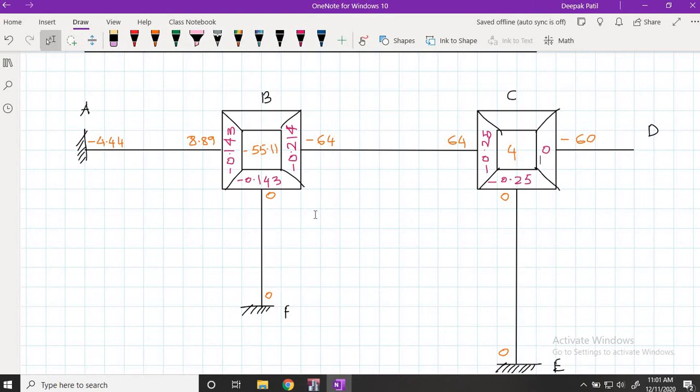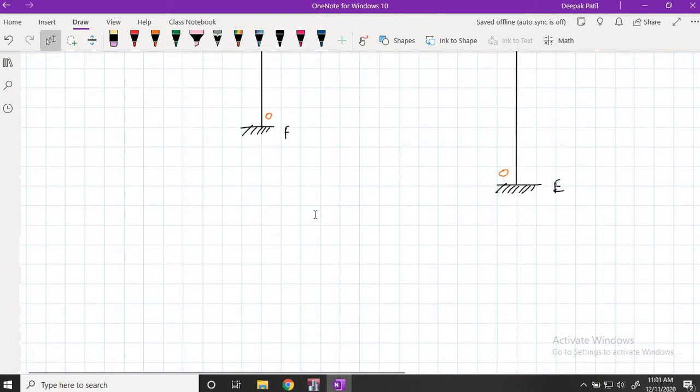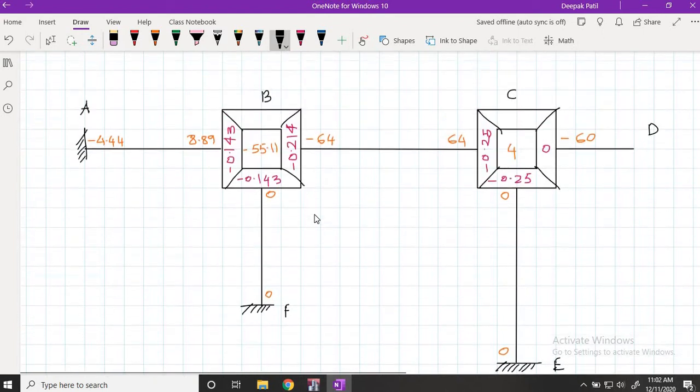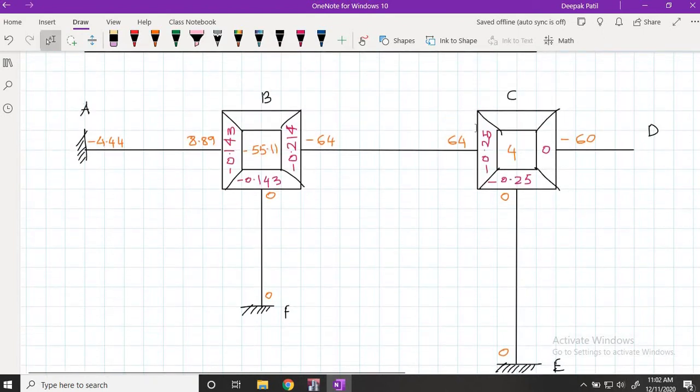Okay, now let me write the first cycle. I'm at joint B. I will calculate M dash BA, that is the rotation contribution. The formula is the rotation factor of BA times the bracket of the summation of fixed end moments at B, 55.11, plus the rotation contributions from the far ends. Now for B, the far ends are A, F and C. You have to take care of that because 3 members are joining, so you have to take all 3 far ends.